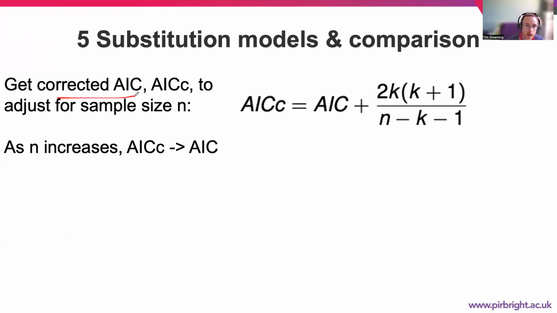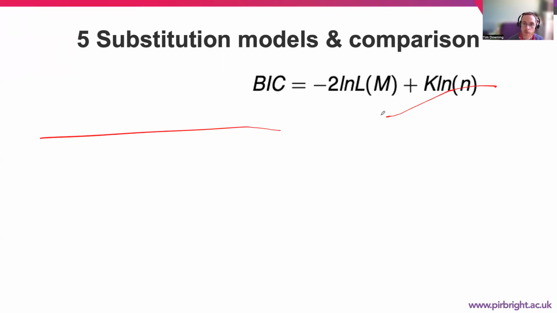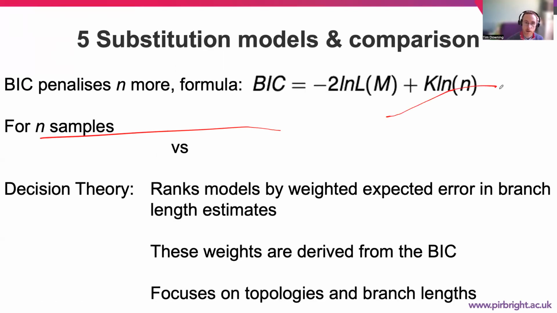So what we can do is get the corrected AIC, called the AICc, to adjust for the sample size n. You can see n is incorporated there. If we have a higher n, that will offset the effect of the parameters. As the sample size increases, the AICc will approximate the AIC. Other options are the Bayesian information criterion, which penalizes the sample size n, depending on how many we have. And then we also have decision theory, which ranks the models by the weighted expected error in the branch length estimates. That's obtained from the BIC model.